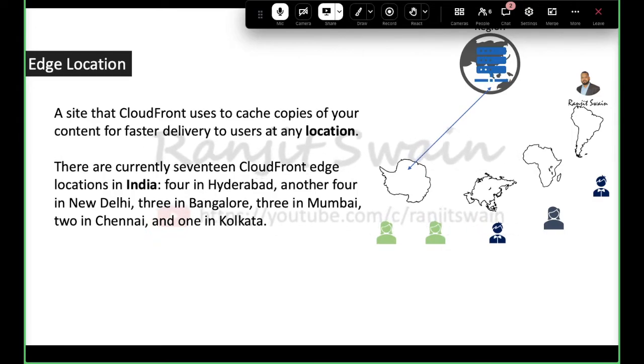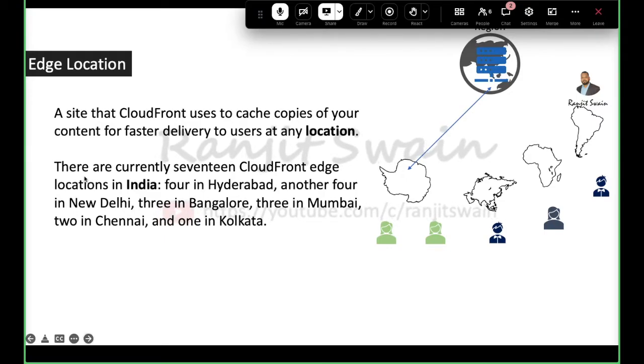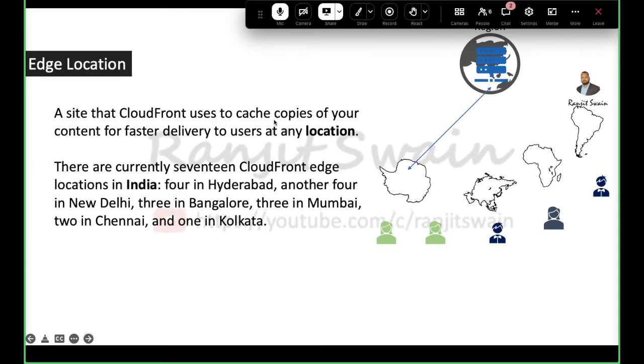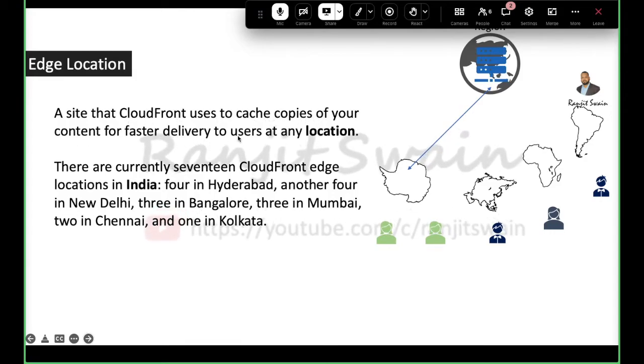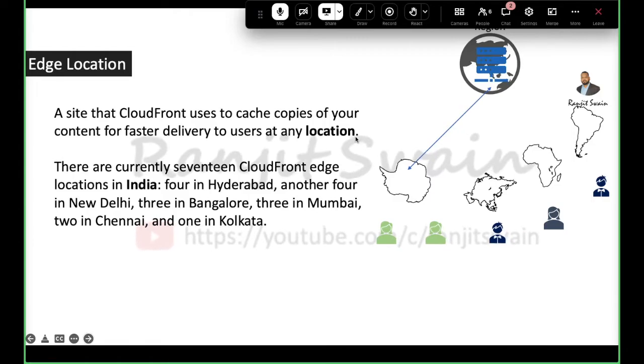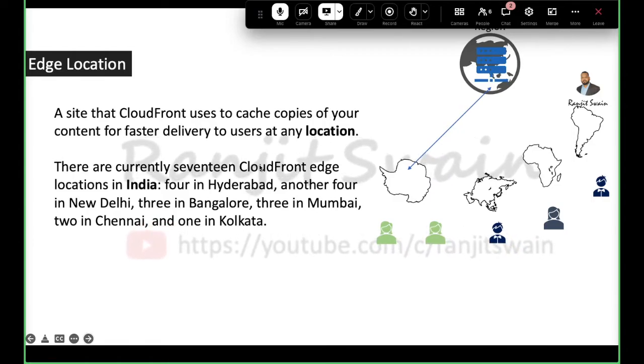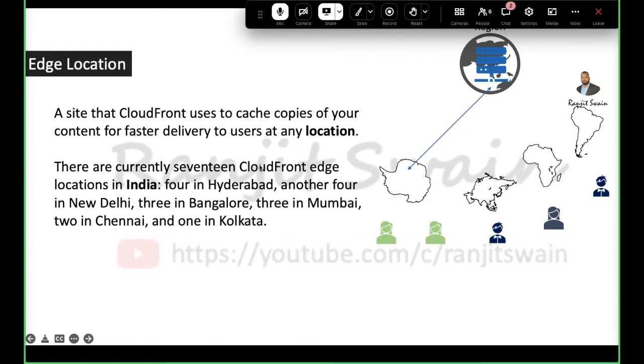I'll explain what these edge locations are. So remember these things. There are currently 17 CloudFront edge locations in India: 4 in Hyderabad, 4 in New Delhi, 3 in Bangalore, 3 in Mumbai, 2 in Chennai, and 1 in Kolkata. So what is this edge location? The edge location uses cached copies of your content for faster delivery to users at any location. That is the term to use, but how does it work?